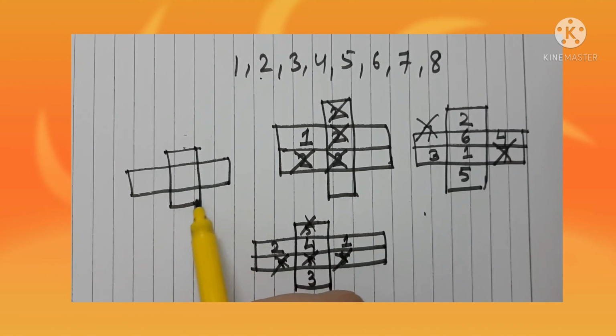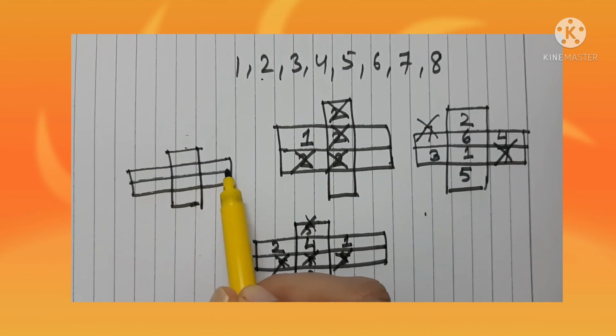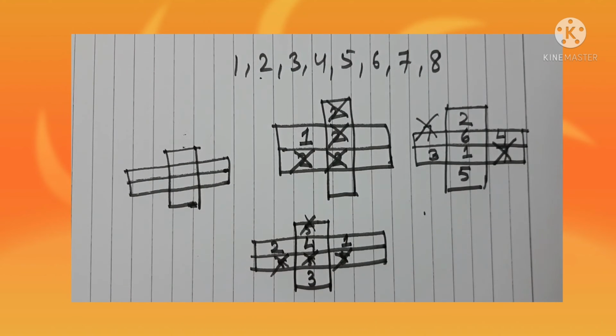So these are the 8 digits, 1 to 8. You need to place them one in each box so that any 2 consecutive digits are not adjacent to each other. Okay, let us see the solution.